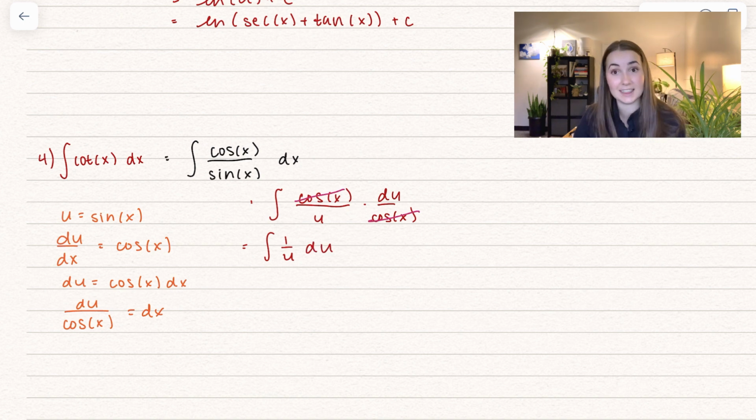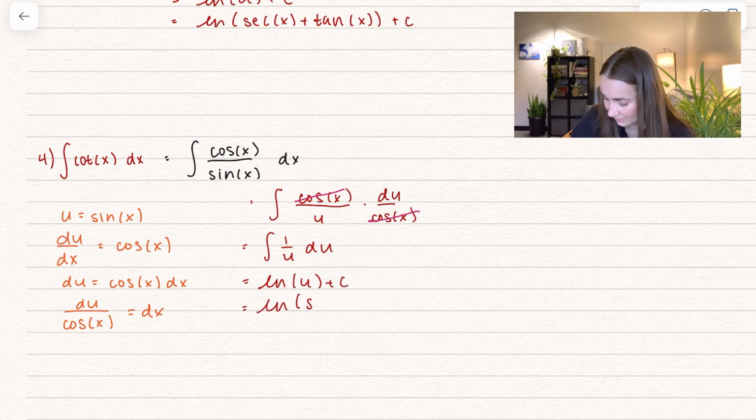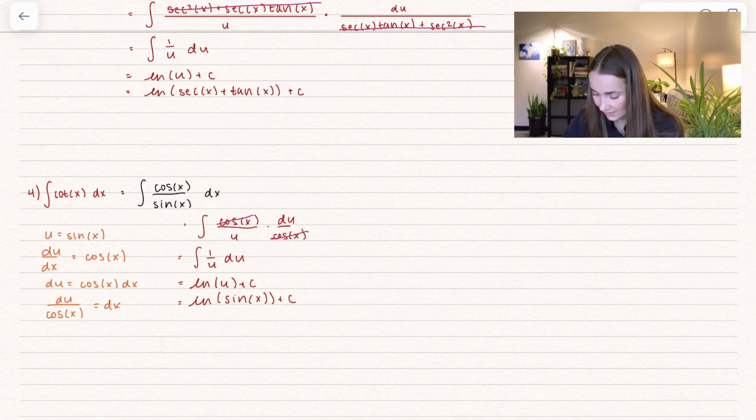I'm sure you guys are seeing a theme here. So this is equal to the natural log of u plus some constant c, and of course we're going to plug that u back in, which is sine of x. So now that we have all these worked out, I'm going to go ahead and fill them in up here.